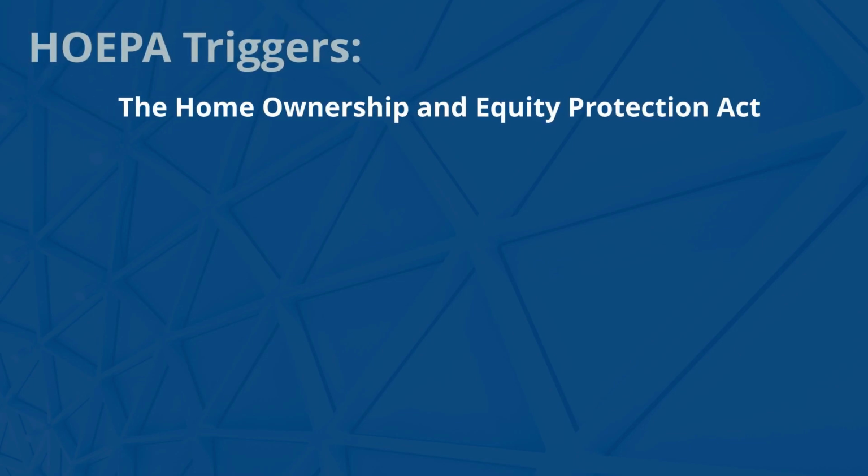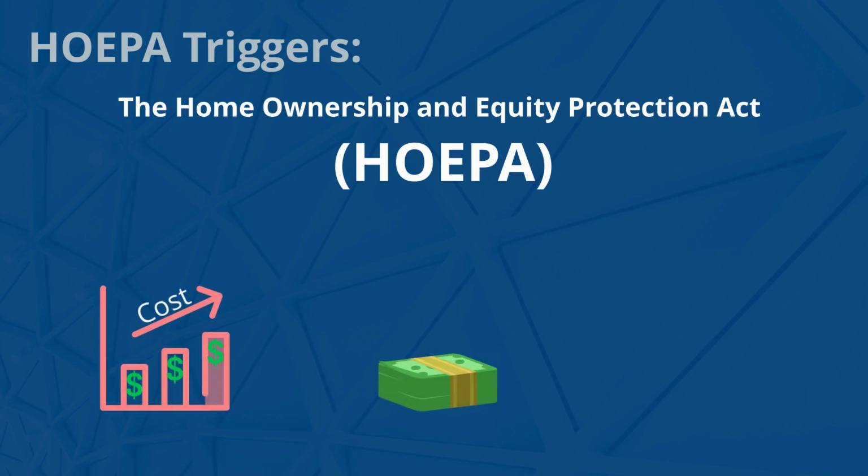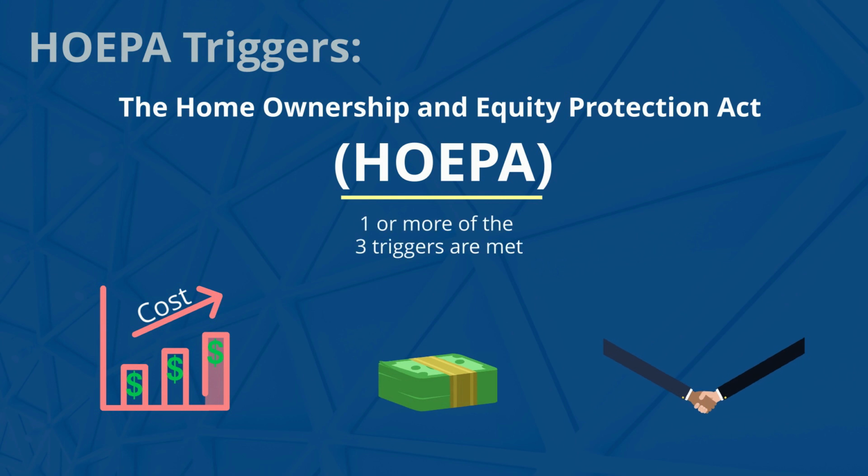HOEPA triggers. The Home Ownership and Equity Protection Act, or HOEPA, as part of TILA Section 32, requires owner-occupied high-cost loans to provide borrowers with special disclosures and puts limits on special loan features. A HOEPA, or high-cost loan, happens when one or more of the three triggers are met. The current triggers are as follows.